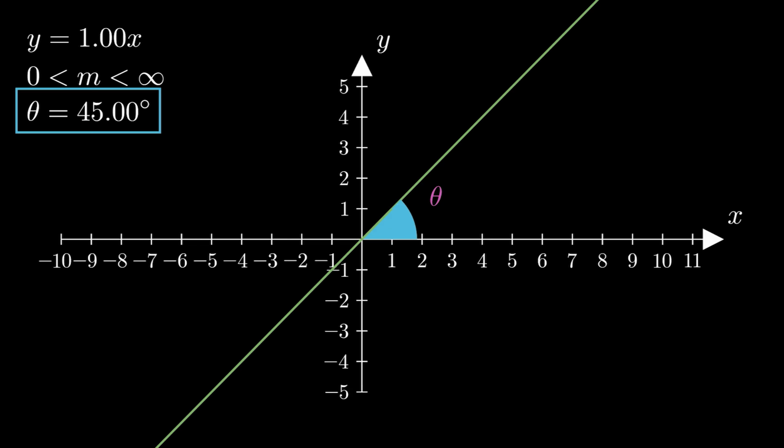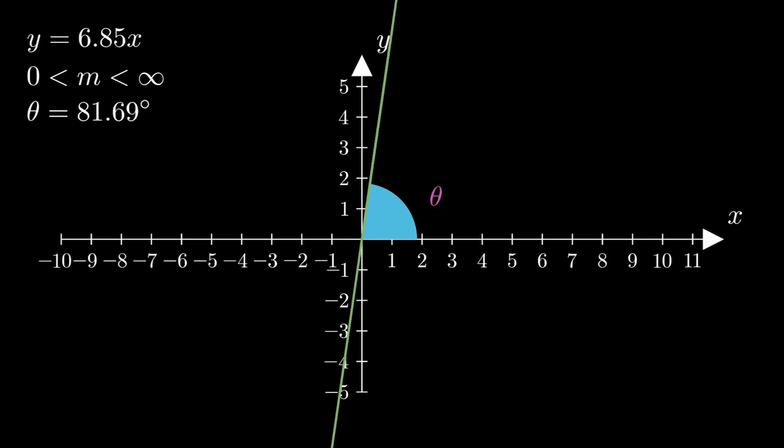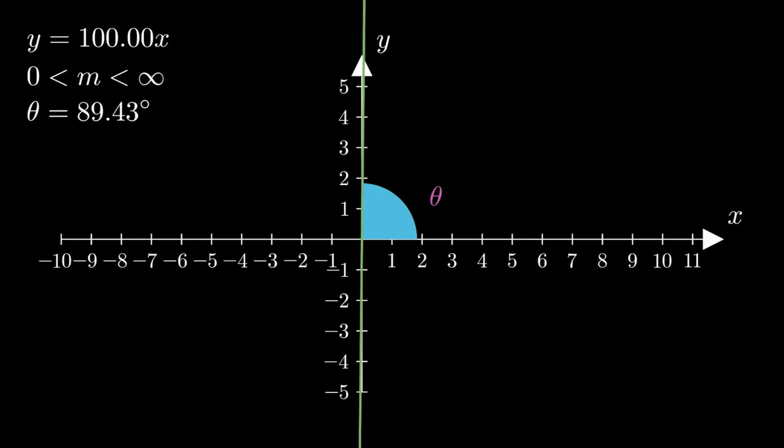Fascinating, isn't it? This shows that as m increases, the angle between the function and the x-axis also increases. If m were to approach infinity, the angle would approach 90 degrees but never quite reach it.